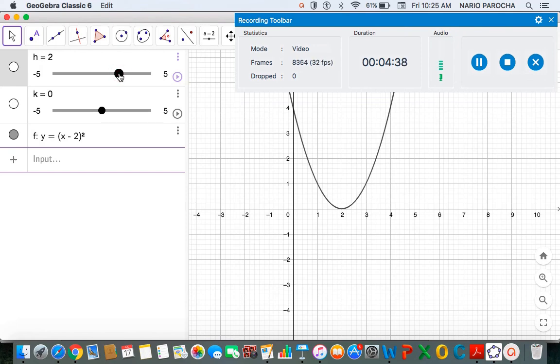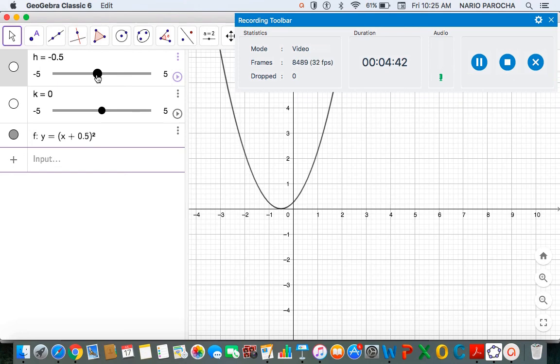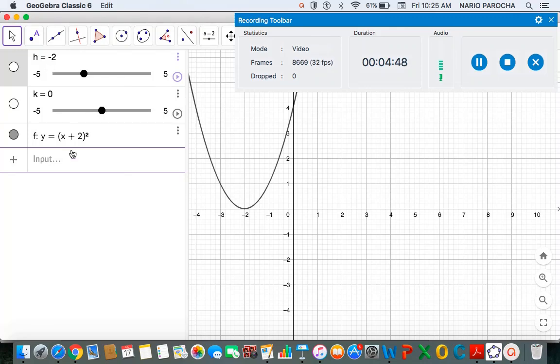So let us now move the slider to the left. As you can see, this time h units is added to the variable and the parabola is shifted to the left. So those are the two translations, or transformations, of quadratic graphs. That will be all.